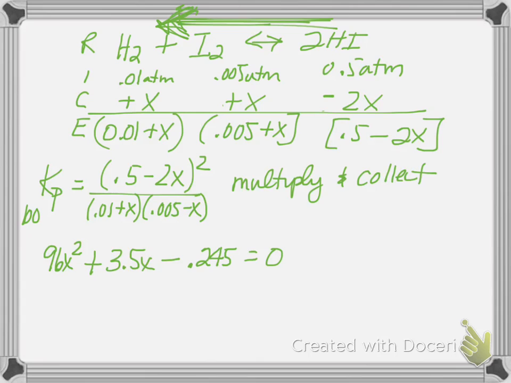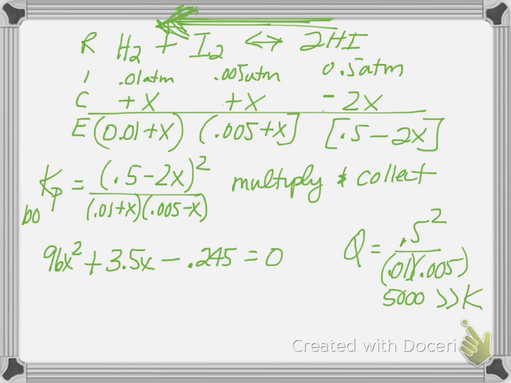Okay, so let's ignore this for a minute. If I calculate Q, I get 0.5 squared over 0.01 times 0.005, and it comes out to 5,000, which is much greater than K. And when Q is greater than K, which way does the reaction shift? To the left, towards the reactants. This is a reversible reaction, so it's going to be very strongly favored to go that direction. That's why we did plus X, because that's what's going to be created, and the HI is going to be depleted.